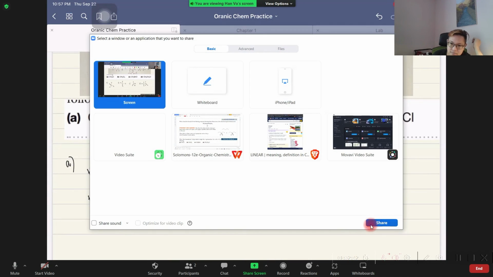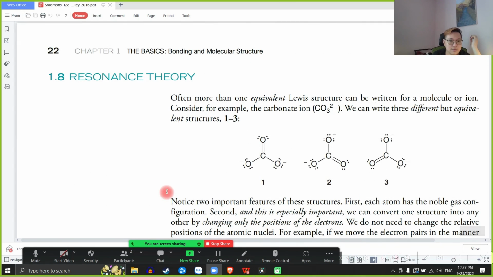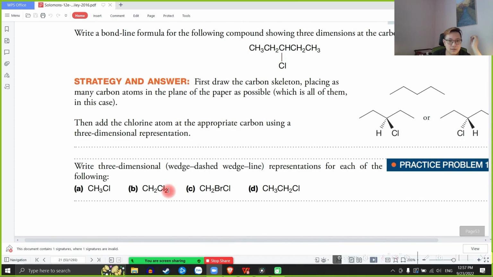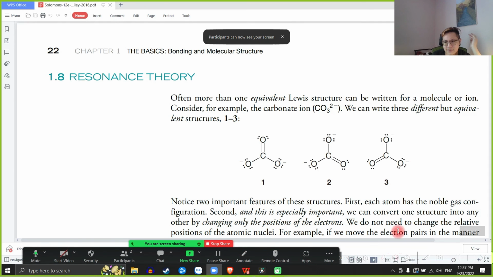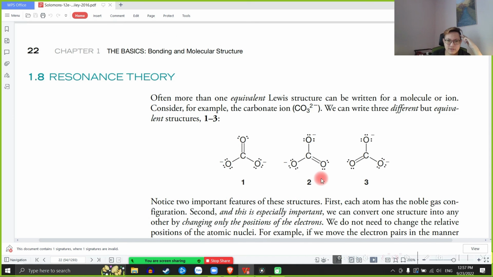Okay, we can go back now. Oh, so 1.8 is resonance. But maybe that's one for later, okay? It's already nearly 1 o'clock. Resonance is a bit more difficult to understand. We can do it later.